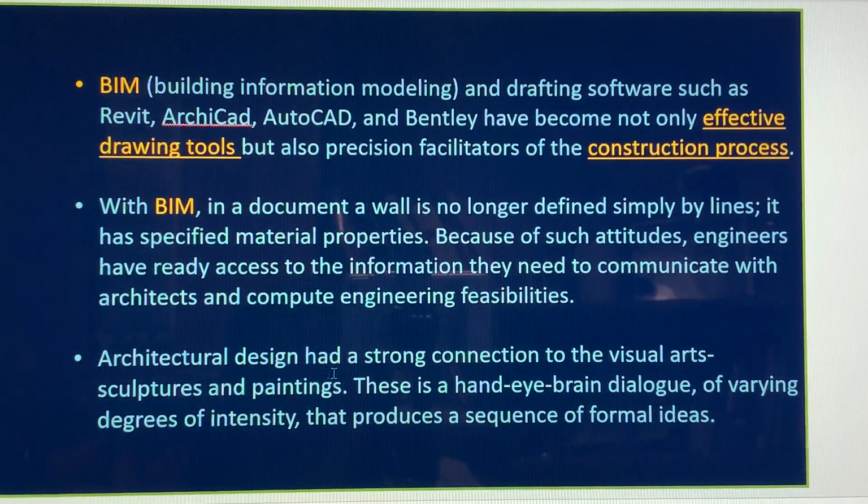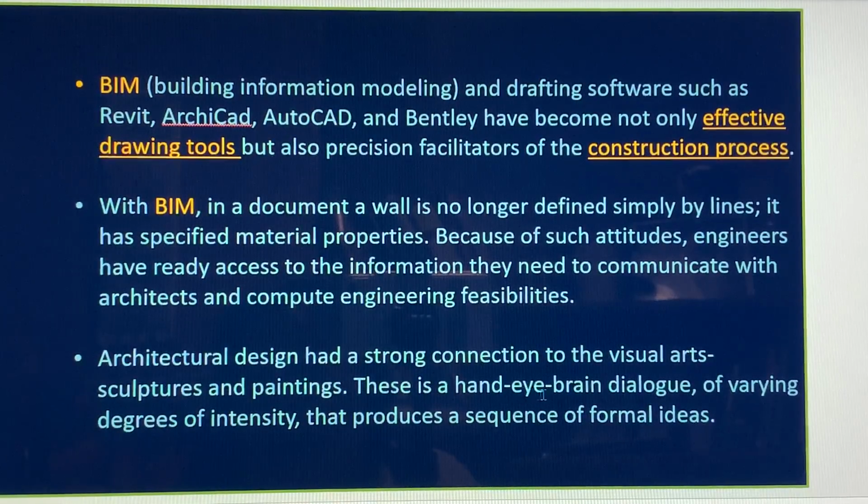Architectural design has a strong connection to visual art, sculpture, and painting. Like I told you at the very beginning, architecture is one of the major fields that combines art, painting, and sculpture. That is some of the technique you need to learn, and it is very supportive for architecture.